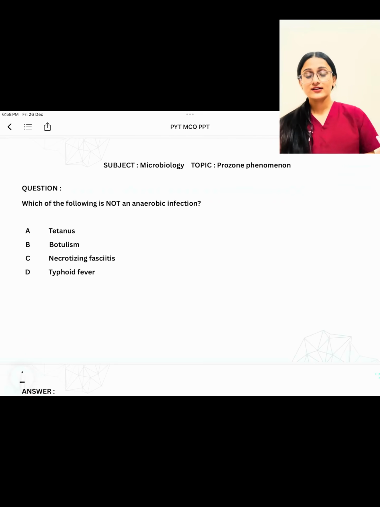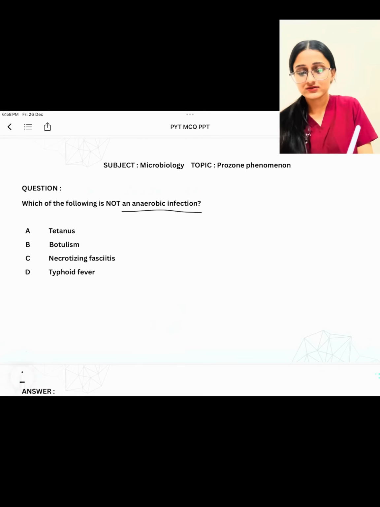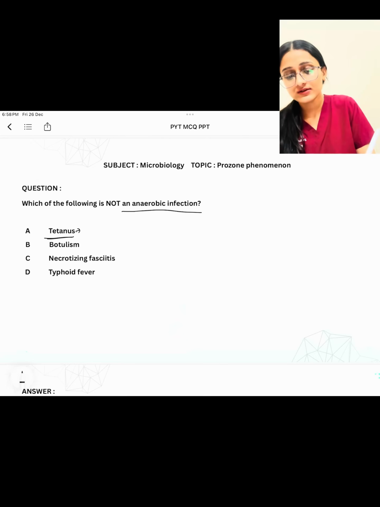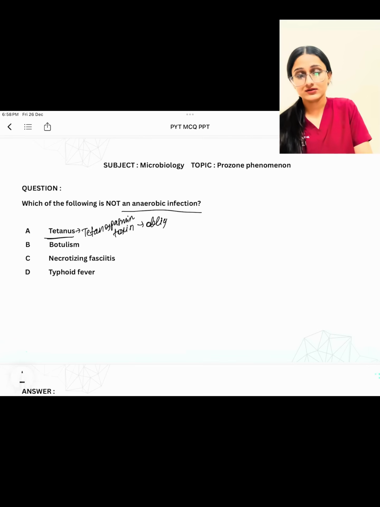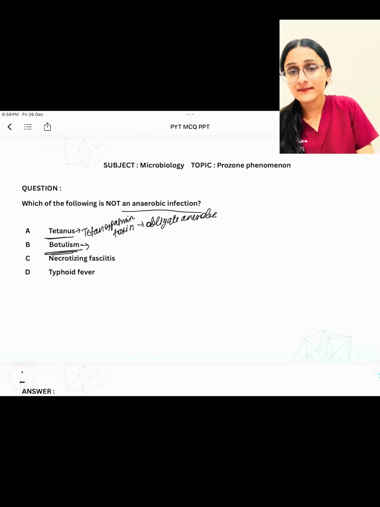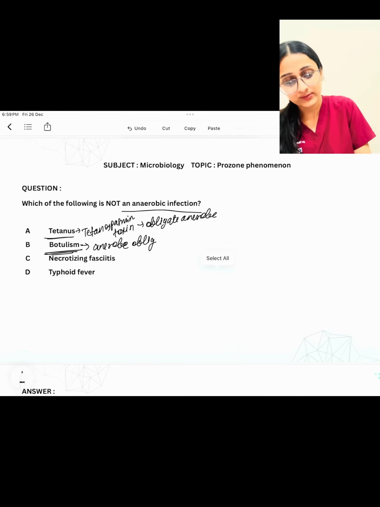Okay, which of the following is not an anaerobic infection? They're asking which is not an anaerobic infection, so let's try to rule out. Tetanus: what do you know about tetanus? Tetanus produces tetanospasmin toxin. We all know that it is an obligate anaerobe. Botulism is caused by Clostridium botulinum. We all know that, so it is also an obligate anaerobe.